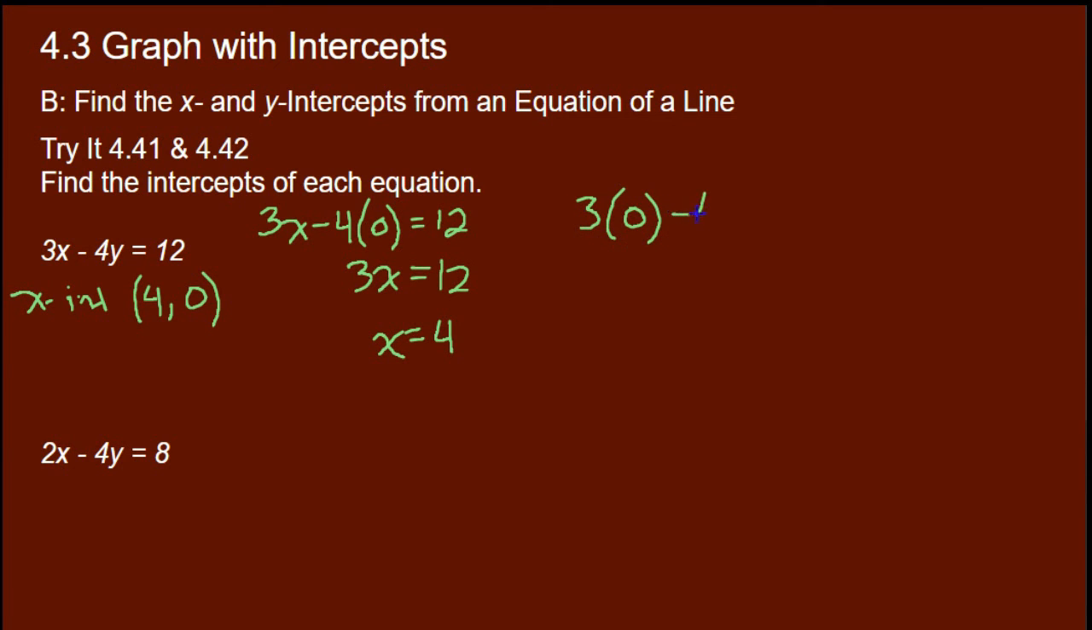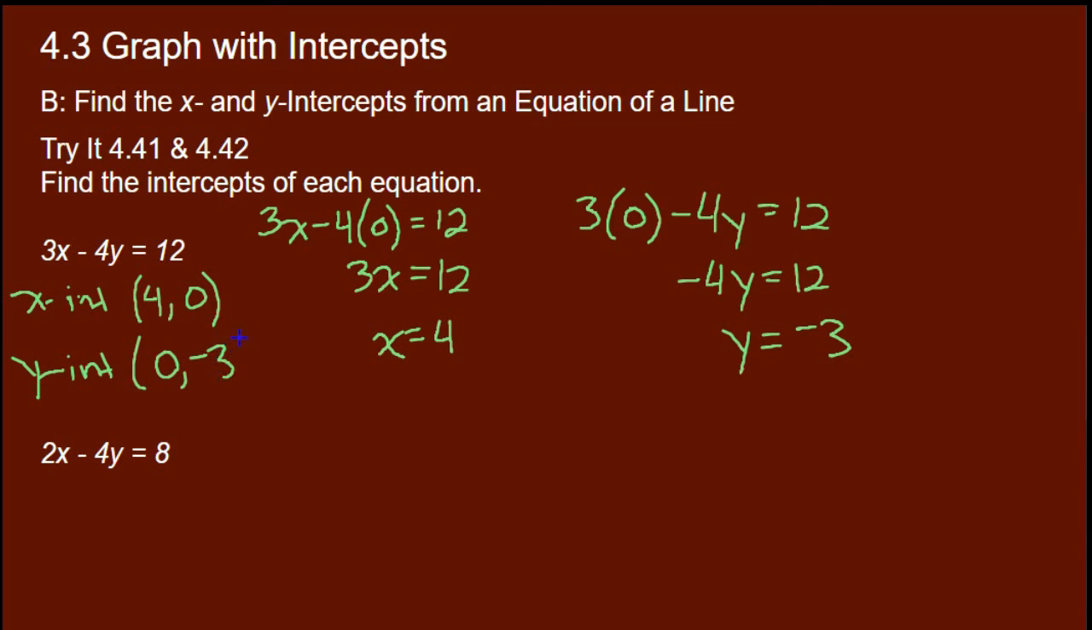Now we'll find the y-intercept by letting x equal 0. 3 times 0 minus 4y is equal to 12. The 3 times 0 is 0, so that disappears. So negative 4y is equal to 12. Divide both sides by negative 4. Y is equal to negative 3. That means the y-intercept is (0, -3). And this would be your answer to this one.